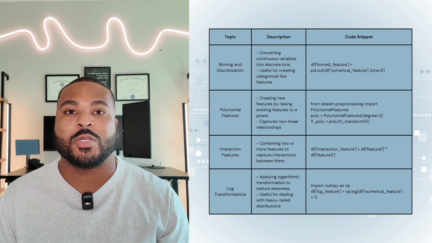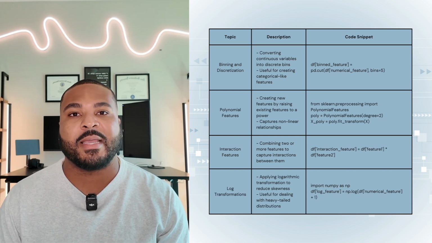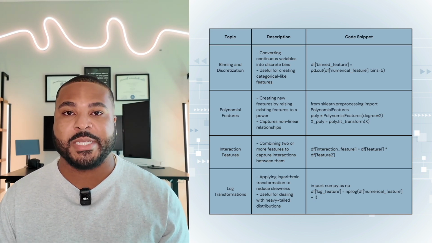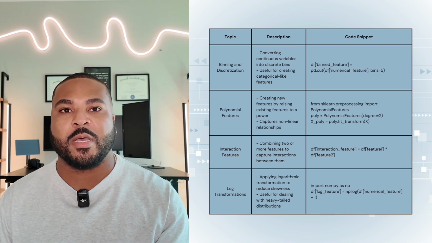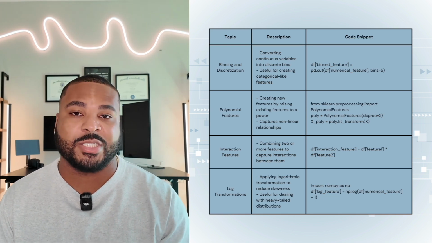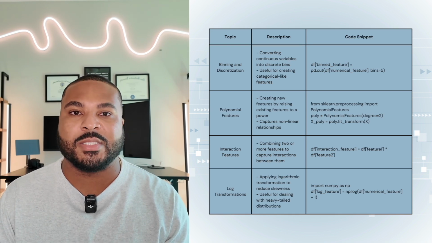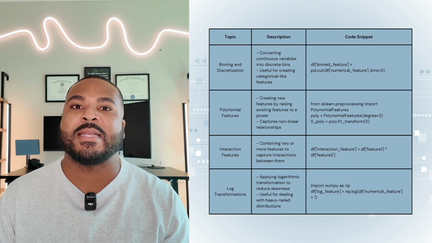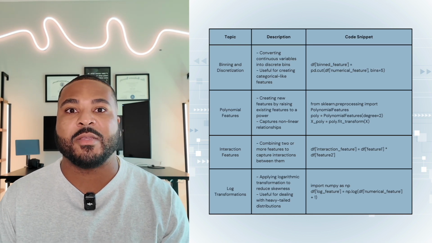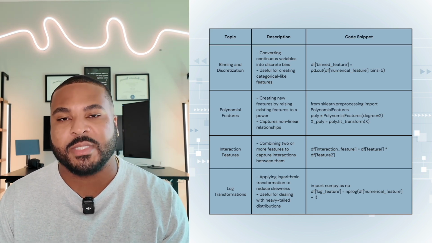Log transformations are used to reduce skewness and handle heavy tail distributions. By applying a logarithmic transformation, we can make the distribution of the data more normal-like, which can improve the performance of many machine learning algorithms. So in this code snippet example, we apply the natural logarithm to numerical_feature, adding 1 to avoid taking the log of 0.